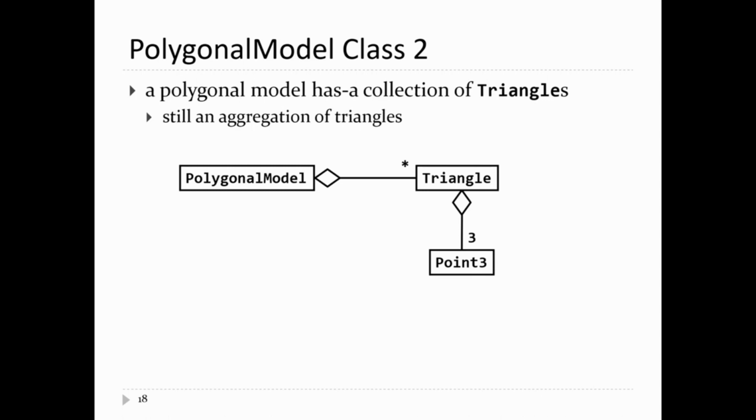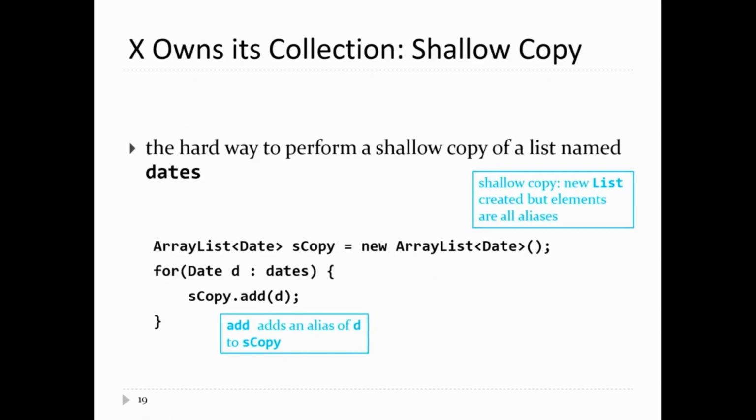Now that it's a composition of a list, you have to make a copy of the list when you need to. So how do you make a shallow copy? Let's make a shallow copy of date objects, for example. This applies to whatever list you're copying. So I have a list of dates called dates, and I want to make a shallow copy. What does shallow copy mean? It means make a new list. So I make a new list, and now take all the references from the copied list and put them into the new list. So iterate over the original list, and take each element reference and put it into the new list.